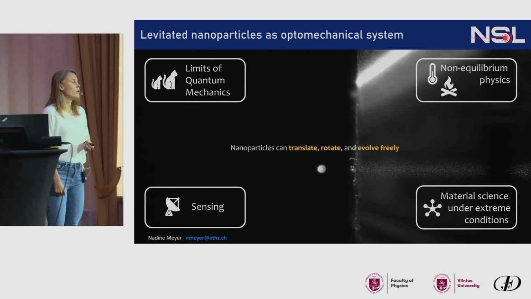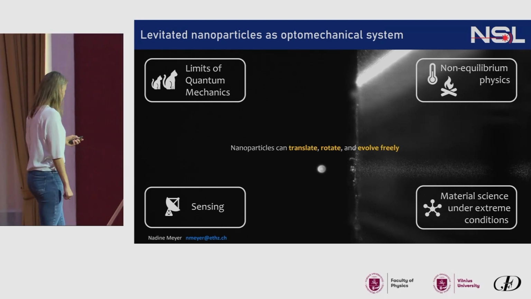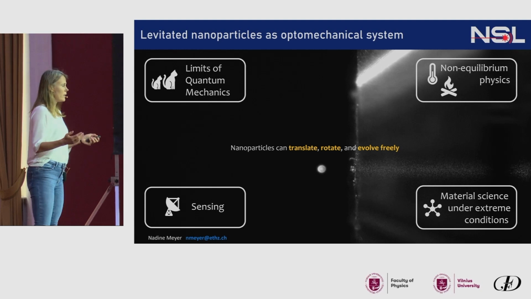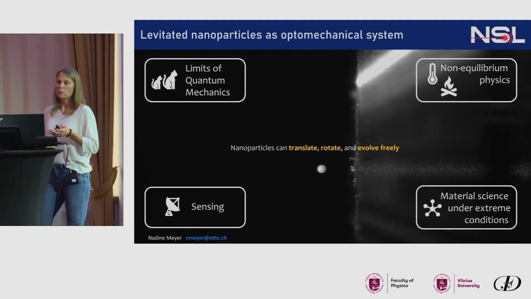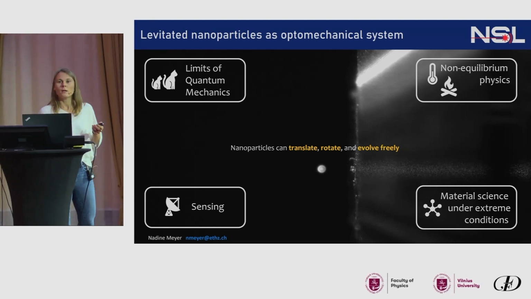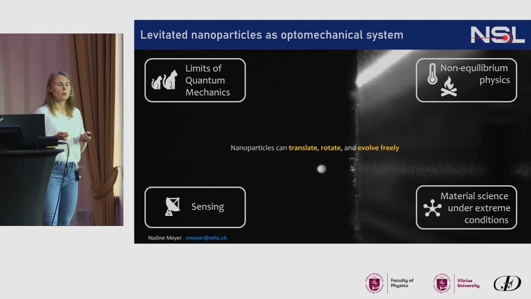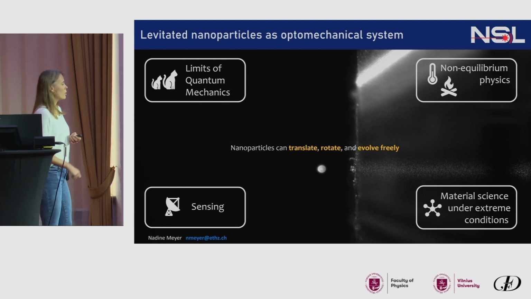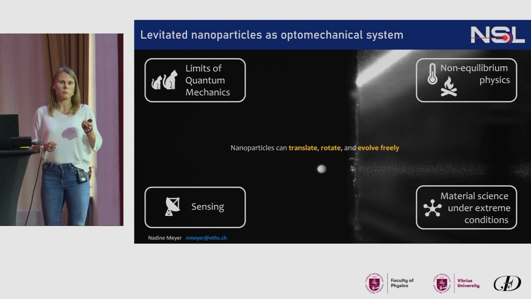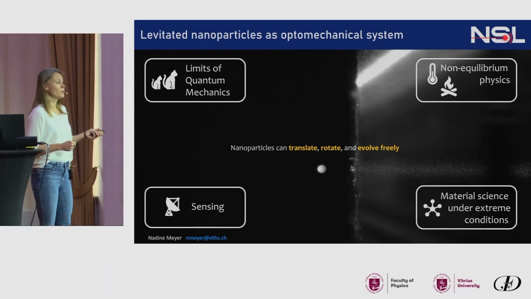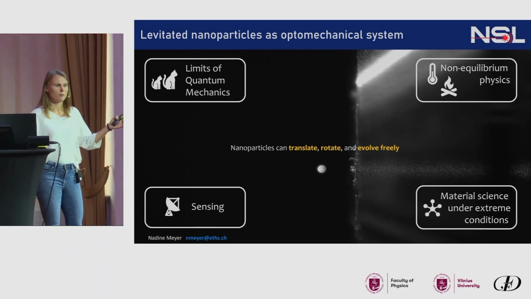So back to optomechanics, nanoparticles, as all the other optomechanical platforms, can translate, but we also have other degrees of freedom that we can exploit and study, like, for example, rotations. And most importantly, we can dynamically engineer the potentials, meaning we can also switch off the potentials and let the particle evolve freely.